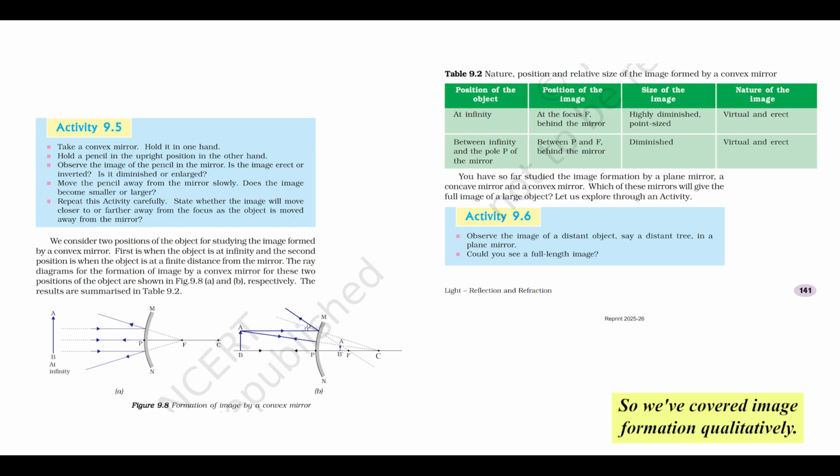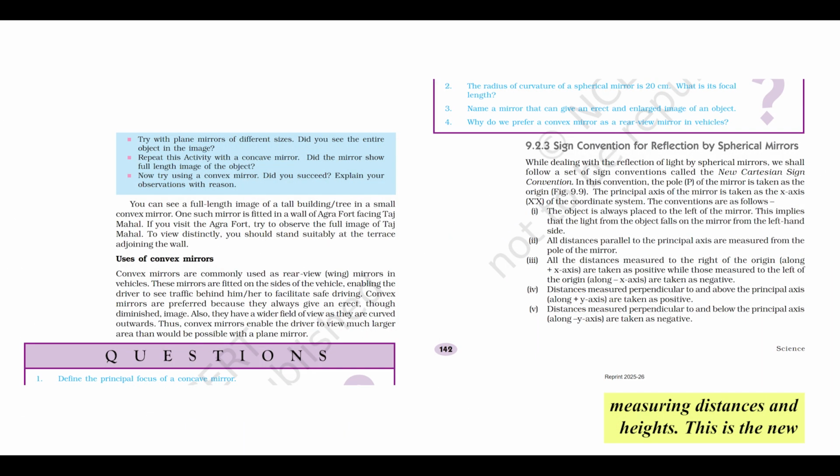Excellent. So we've covered image formation qualitatively. Now we need the tools for quantitative analysis, the calculations. Before we jump into formulas, we absolutely need a consistent system for measuring distances and heights. This is the new Cartesian sign convention. Getting this right is non-negotiable for solving numerical problems correctly. One sign error can completely derail your answer. Let's break down the rules.